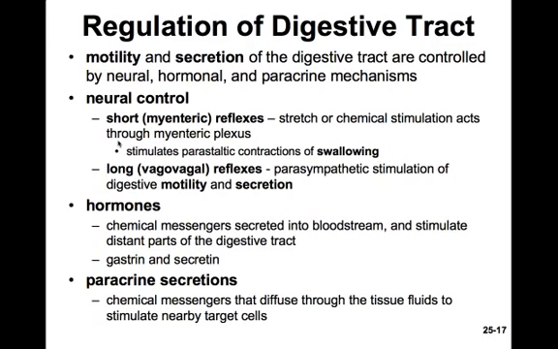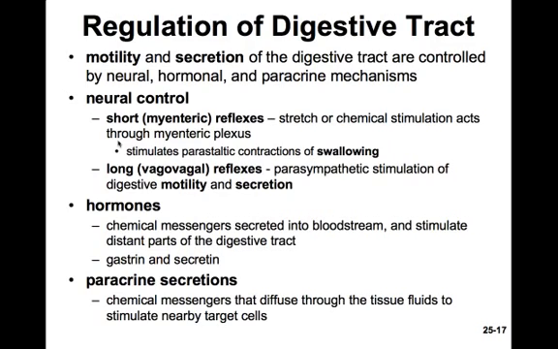We'll also see chemical stimulation can act through myenteric plexuses. Then we have long reflexes, or vagovagal reflexes, which are where we see parasympathetic stimulation of digestive motility and secretion. So this is where we have a sensory signal being sent to the central nervous system and a motor effect coming back from the parasympathetic division.